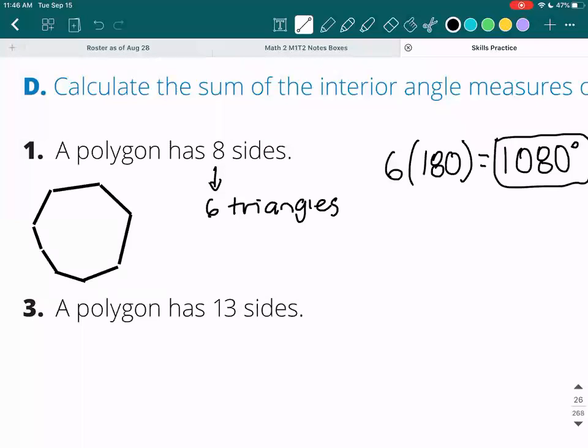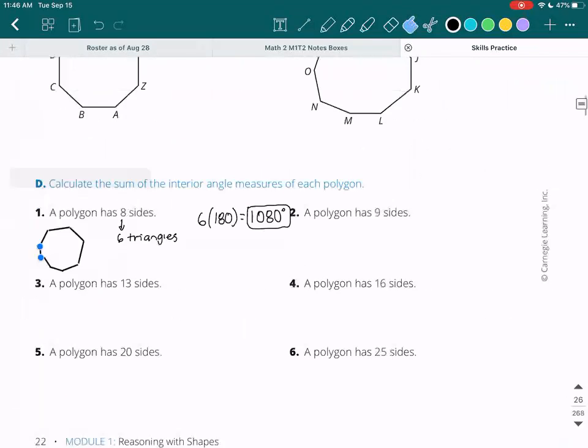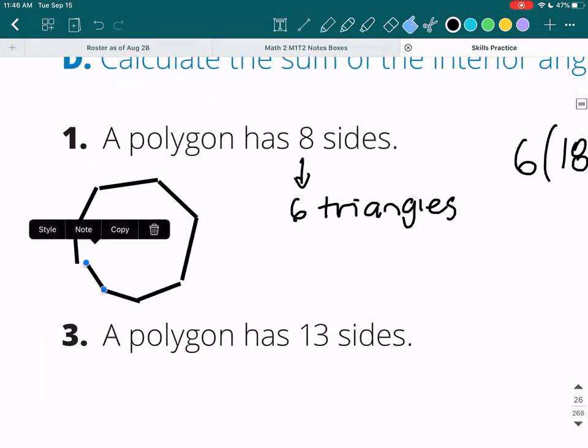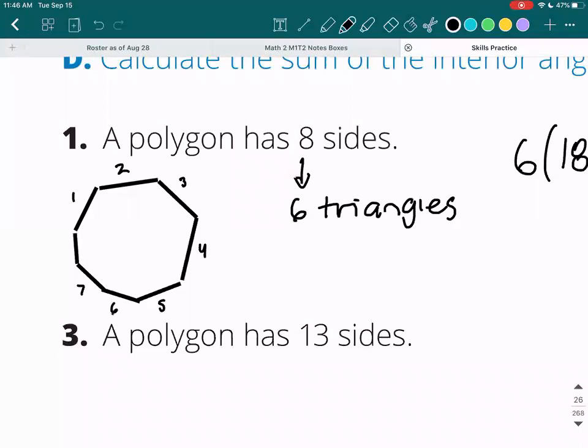Okay, it's kind of an 8-sided shape. So let me see if I can make this a little better. Oops. Why does that happen? Okay. There we go. So here's my 8-sided shape. Let me just label it. Okay, 8 sides. Let me draw some diagonals in. Let's say I want to start at this corner. By the way, there's 8 corners. So 1, 2, 3, 4, 5, 6, 7, 8 corners.